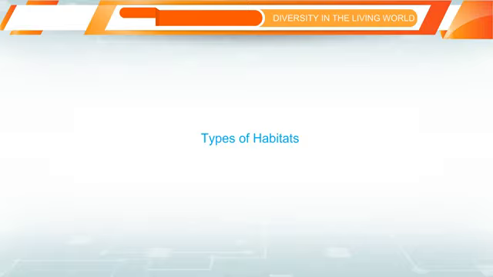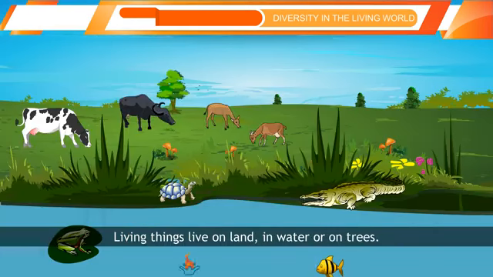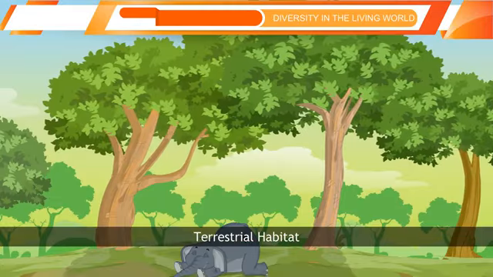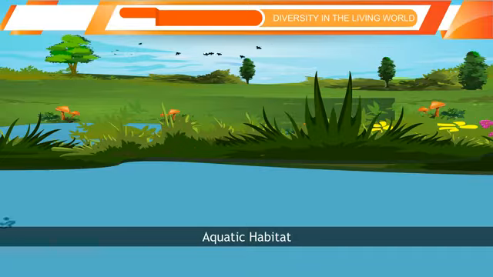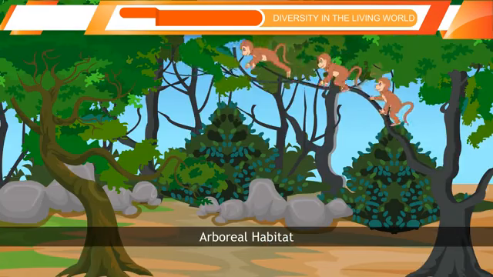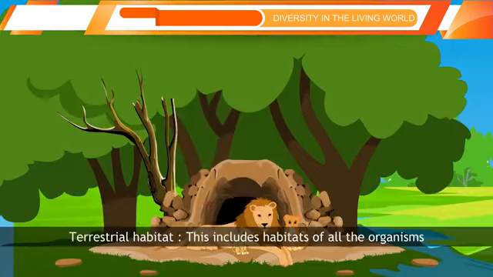Types of habitats. Living things live on land, in water, or on trees. Based on this, habitats are of the following types: 1. Terrestrial habitat. 2. Aquatic habitat. 3. Aerial habitat. 4. Arboreal habitat.